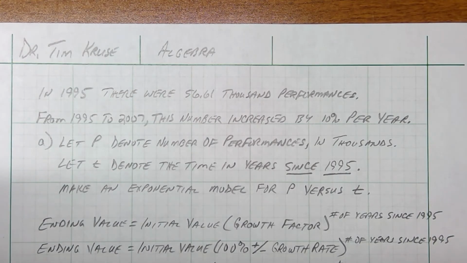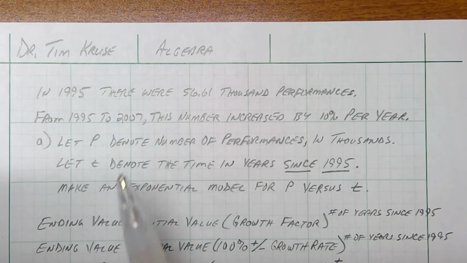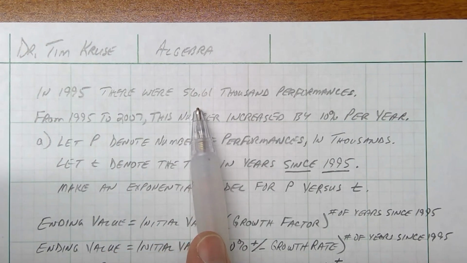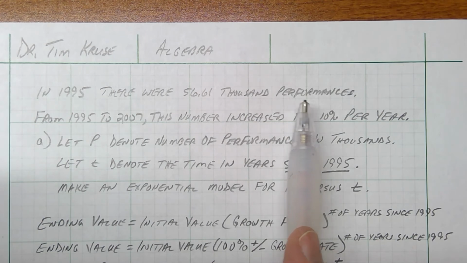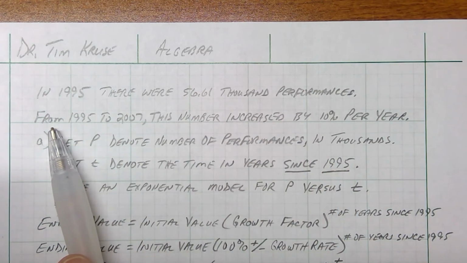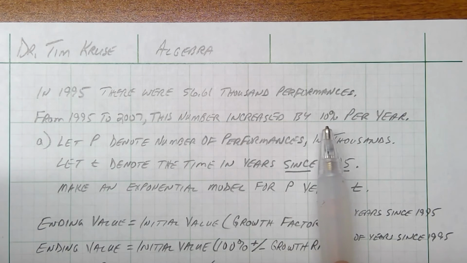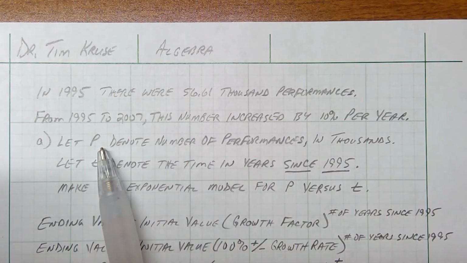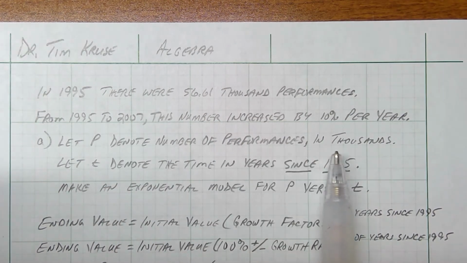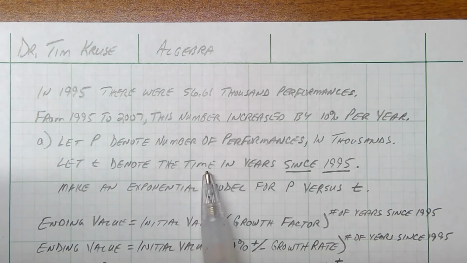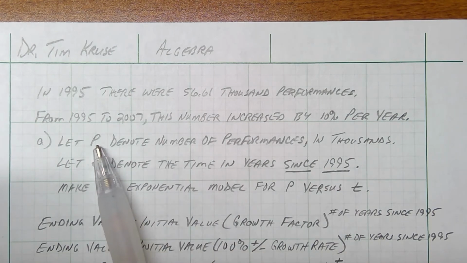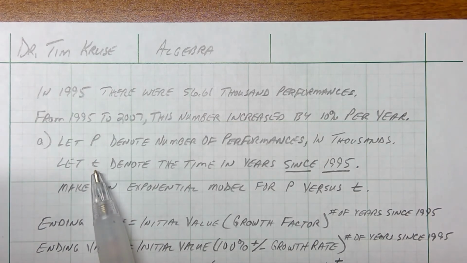All right, so let's do a couple more here. All right, so in 1995, there were 56.61 thousand performances. All right, they're performing something. From 1995 to 2007, this number increased. That's growth. That means we're going to multiply by a number bigger than 1 by 10% per year. Let P denote the number of performances in thousands. Let T denote the time. All right, that's usually how they do it. So it's going to be P in terms of T. It's going to be P of T, the number of performances after a certain amount of time has gone by.